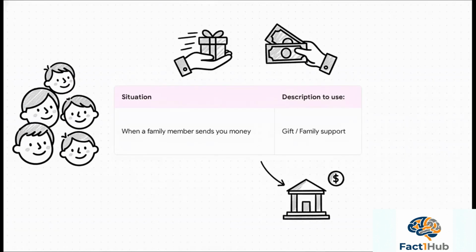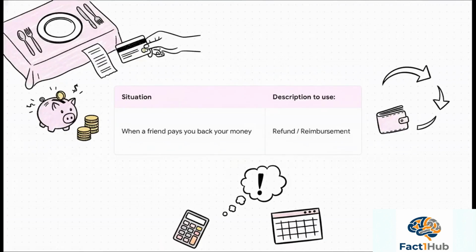First up, money from family. Maybe your parents send you some cash for your birthday or to help you out with rent. That's not income, it's a gift. So the person sending it should simply describe the transfer as gift or family support. Done. Next up, let's say you cover the bill for dinner and your friend sends you their share.